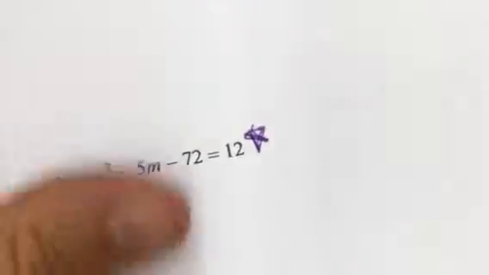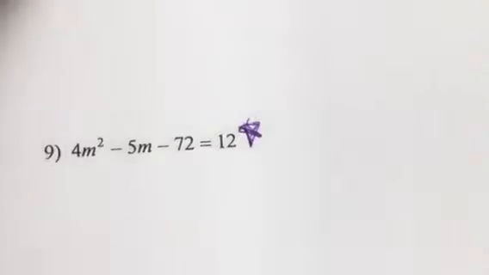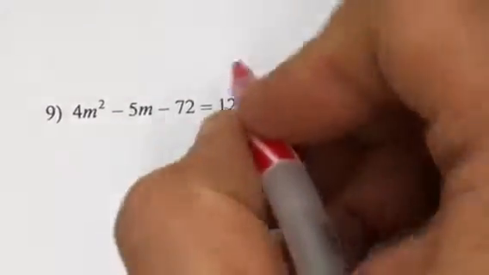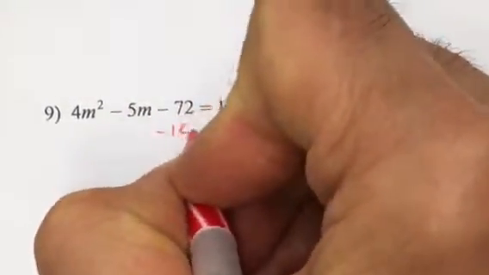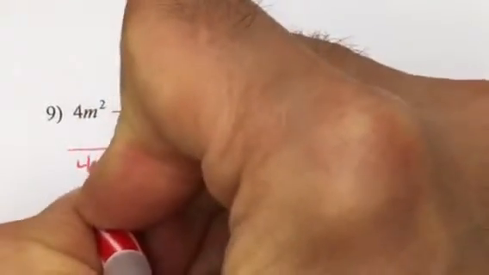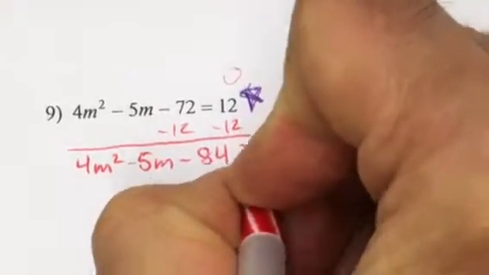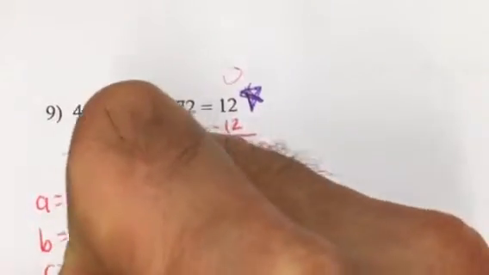Now, the next interesting one is all the way at the bottom of the page. Number 9. I'm flying through these because you can always hit pause and listen to it again if you need to. I need it equal to 0, so I need to get rid of the 12, and it's going to go here, minus 12. 4m squared minus 5m minus 84 equals 0. Okay, I got it, I can start. a equals 4, b equals negative 5, c equals negative 84.